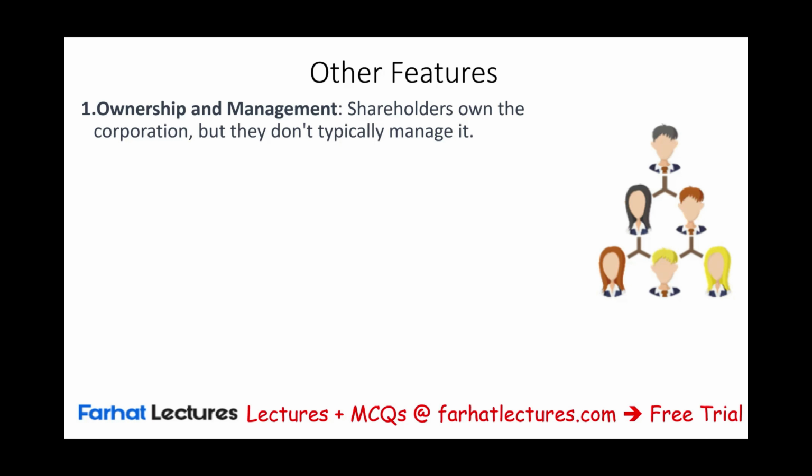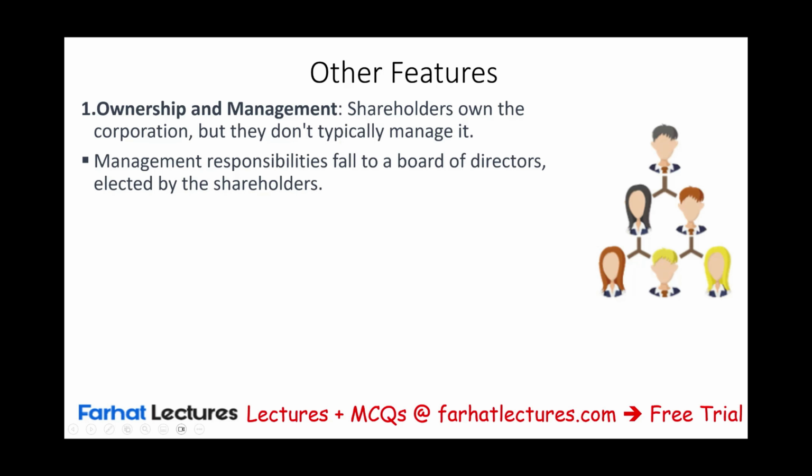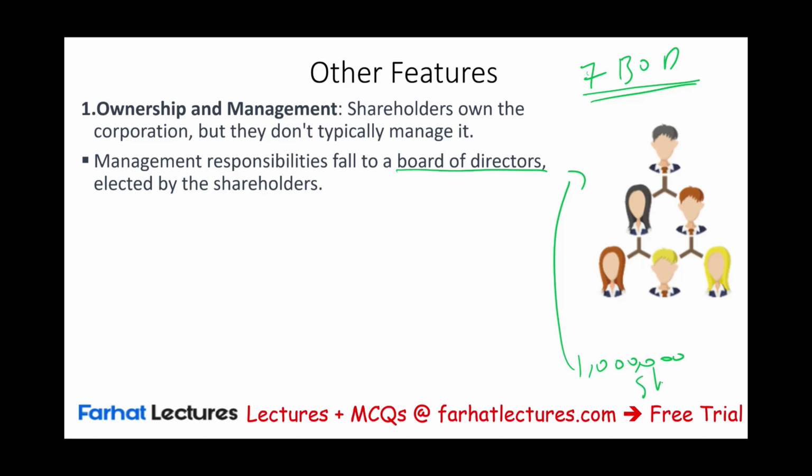Other features: ownership and management. Shareholders own the corporation, but they don't typically manage it. There are no agency issues with a corporation, not like a partnership. Management responsibilities fall to the board of directors, who are elected by the shareholders. How does it work? Yes, the shareholders are the true owners. So we have the shareholders. Let's assume we have 1 million different shareholders. Those 1 million shareholders would elect, let's say, 7 board members, 7 directors. This is the board of directors, and this is 1 million different shareholders, a lot of them.